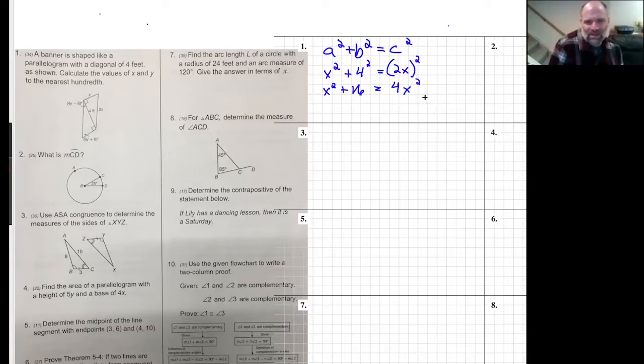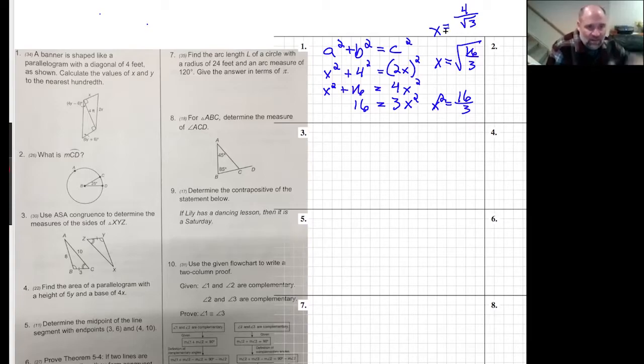So get the x squareds over here, and you get 16 equals 3x squared. Divide by 3 and x squared equals 16 over 3. Then take the square root of that, and x equals the square root of 16 over 3. Now you can take the square root of 16, so you could write it as 4 over the square root of 3. But it doesn't really matter because you're going to calculate it to the nearest hundredth anyway, right? So let's just divide 16 by 3.